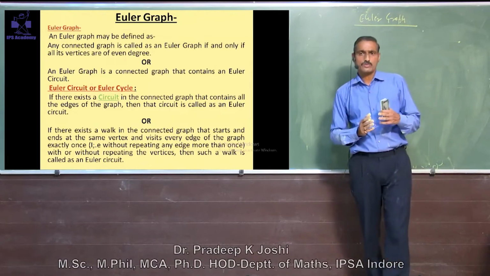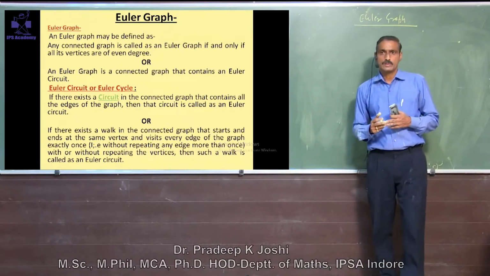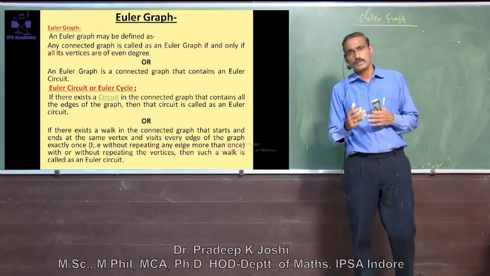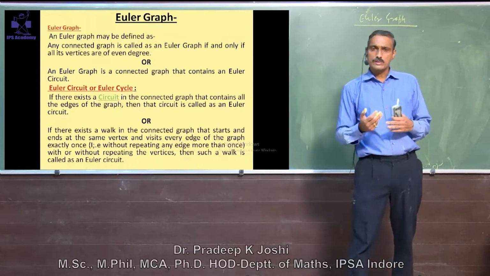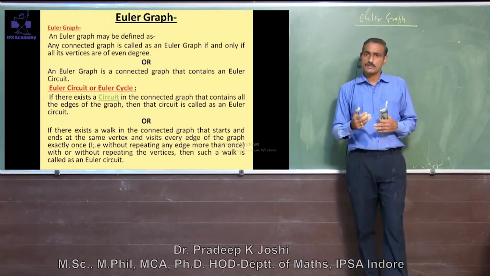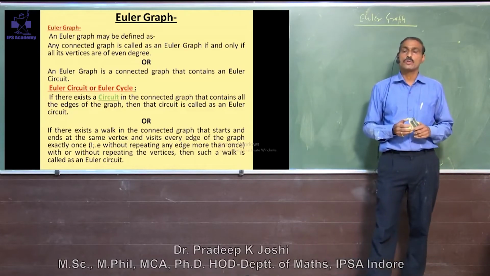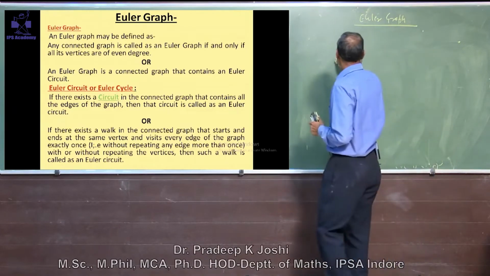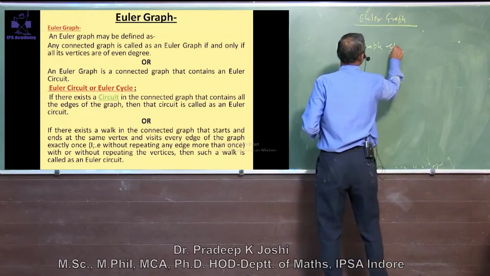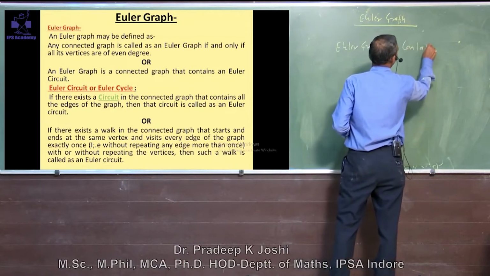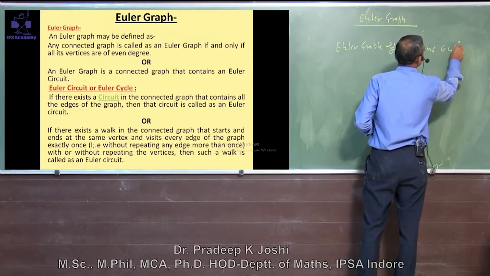This definition is theoretical, but practically we can easily say that if any graph has all vertices of even degree, then the graph is an Euler graph. But we take another definition for the conceptual part. An Euler graph is a connected graph that contains an Euler circuit. This is a very key point. We say a graph is an Euler graph if it contains an Euler circuit.